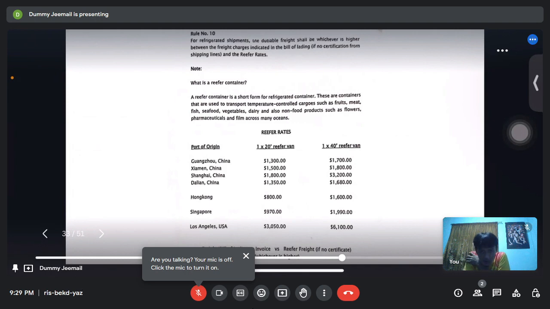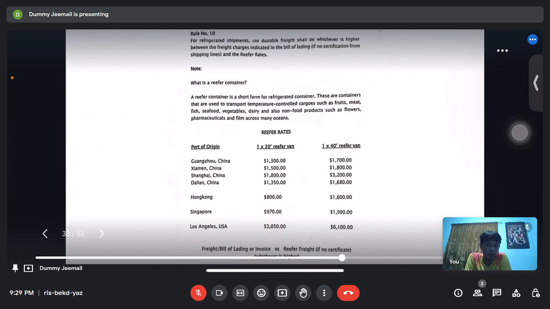shipments, the dutiable freight shall be whichever is higher between the freight charges indicated in the bill of lading if no certification from shipping lines, and the reefer rates. If there is a certification, there is no need to compare. All we have to do is identify what is indicated in the bill of lading or invoice. If it is given in the bill of lading or invoice with certification, that automatically becomes our dutiable freight. But if none, that's the time we will compare.